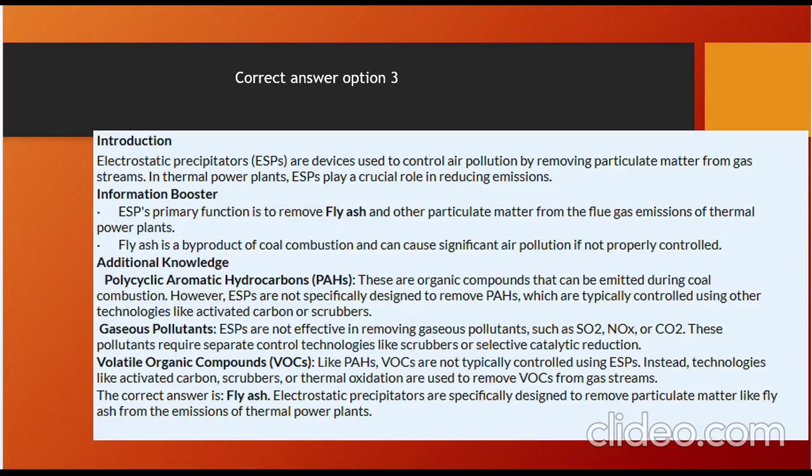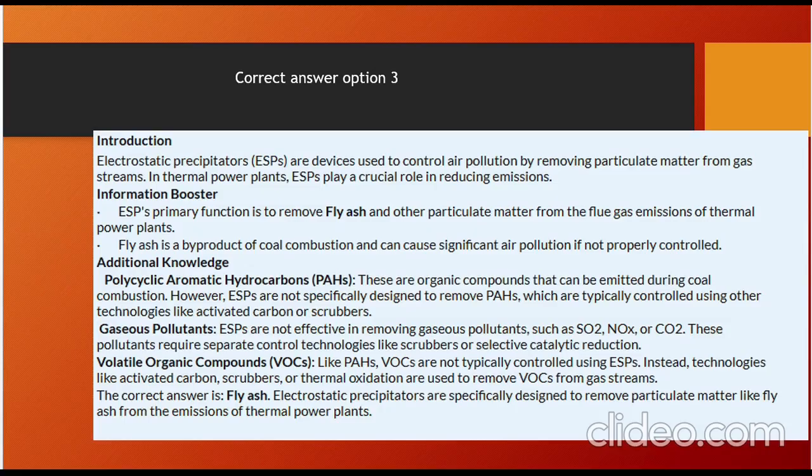Gaseous pollutants. ESPs are not effective in removing gaseous pollutants such as sulfur dioxide, NOx, or carbon dioxide. These pollutants require separate control technologies like scrubbers or selective catalytic reduction. Volatile organic compounds, like PAH, VOCs are not typically controlled using ESPs. Instead, technologies like activated carbon, scrubbers, or thermal oxidation are used to remove VOCs from gas streams. So the correct answer here is option 3, fly ash.